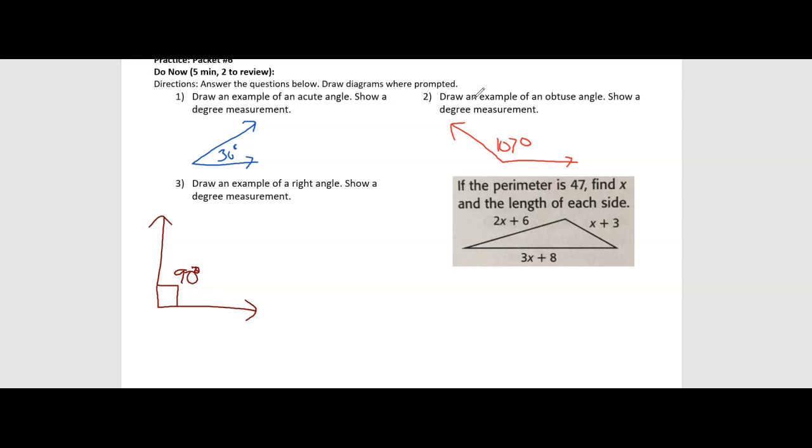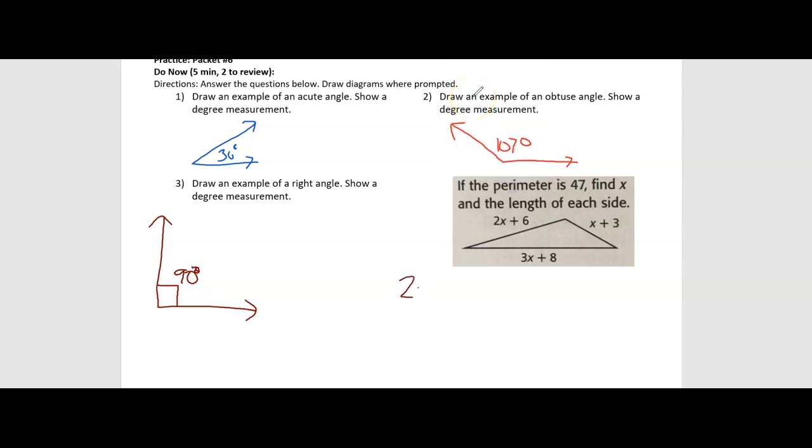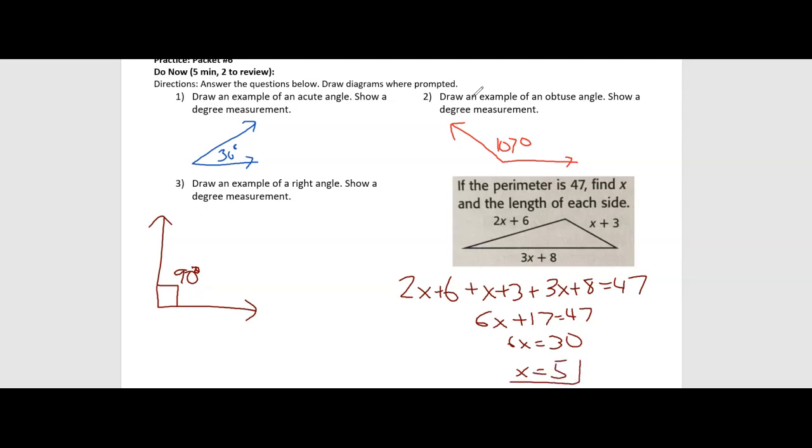And number 4, if the perimeter is 47, find x and the length of each side. Well, perimeter means that we need to add up all the lengths of the different sides. So 2x plus 6 plus x plus 3 plus 3x plus 8 is equal to 47. If I do some combining of like terms, I'm going to get 6x plus 17 is equal to 47. I'm going to get 6x is equal to 30. And I'm going to get x is equal to 5.